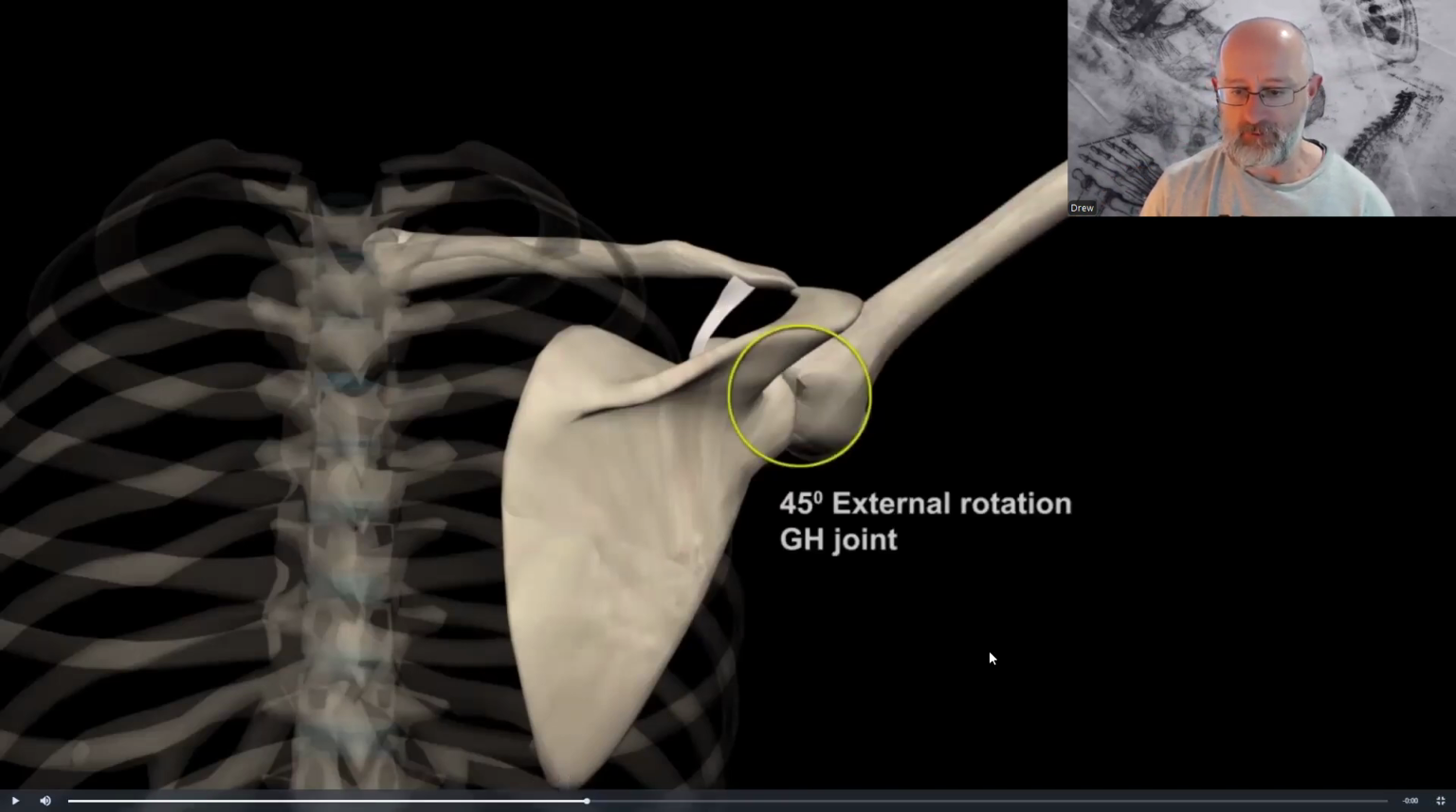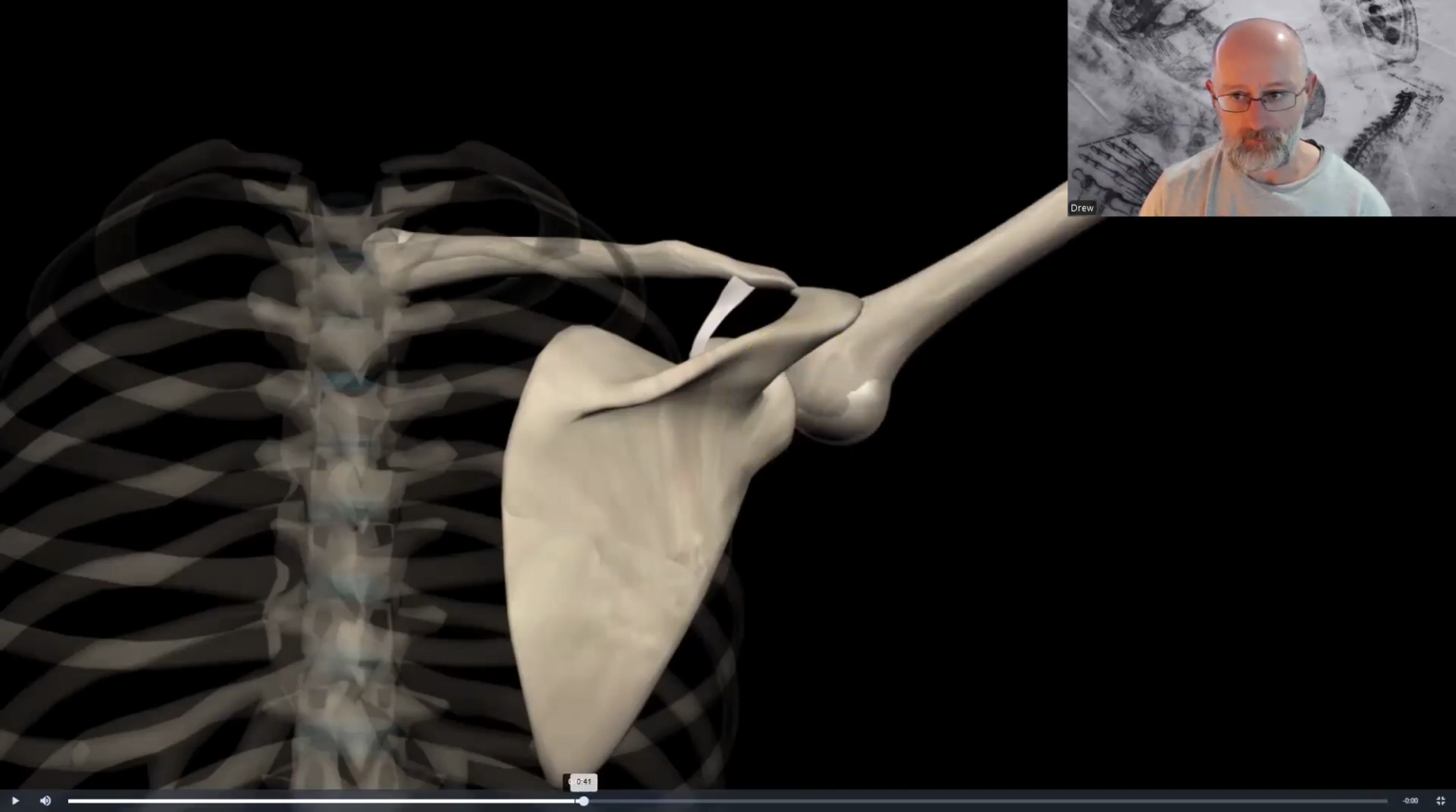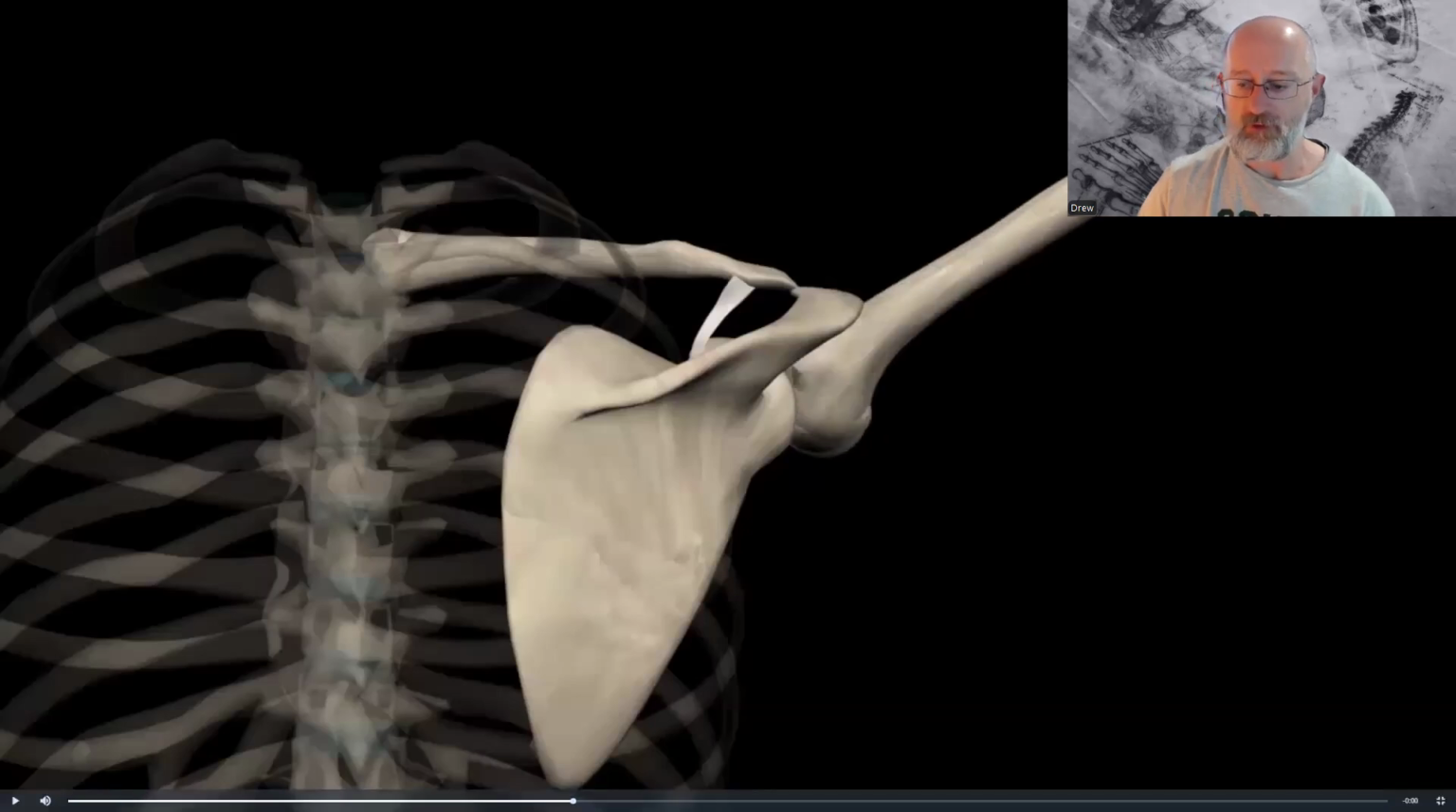So we have 45 degrees external rotation at the glenohumeral joint. So if you look there, this rotation. As you're lifting your arm up, there's a natural rotation that happens in the joint. Okay. When you have rotator cuff injuries, often that natural rotation is compromised. So as you're getting up, the actual humerus isn't rotating properly, so it gets jammed up again.